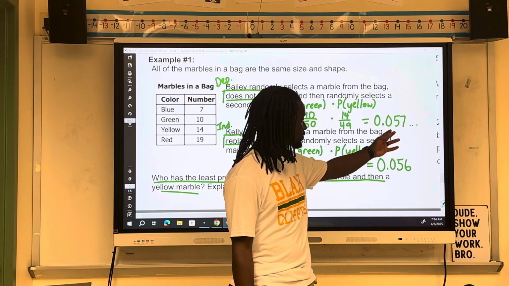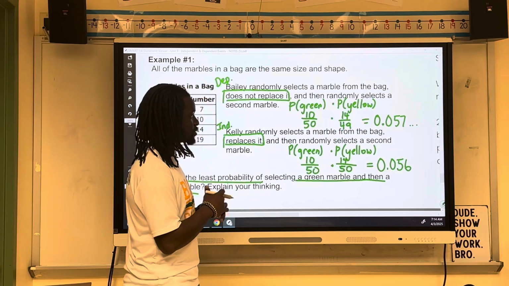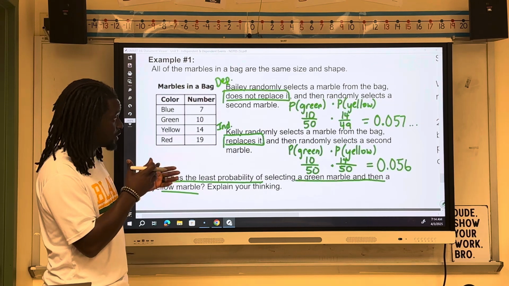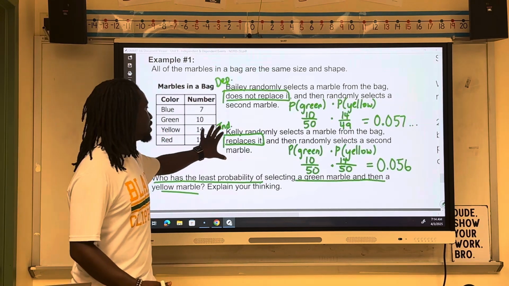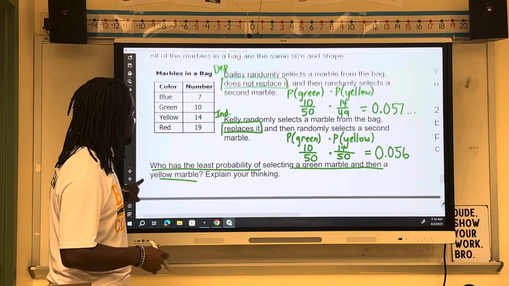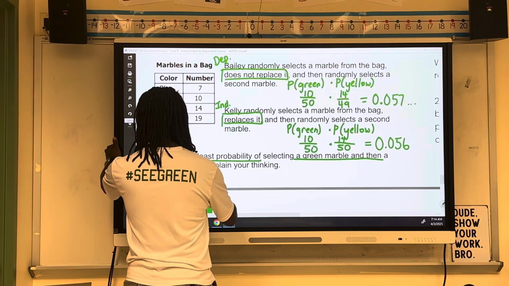Okay. So now when I look at these two numbers, I'm looking for which number is the smaller number, right? Well, we have decimals. You can think about it just in terms of not looking at the numbers in front of the decimal and thinking about it in terms of 56 and 57. And clearly we know that Kelly has a smaller probability. So who has the least probability? The answer here would be Kelly.